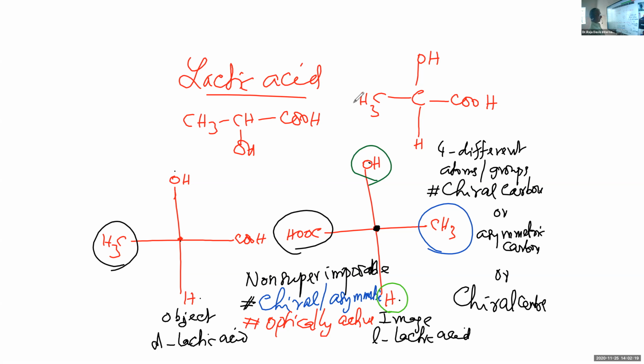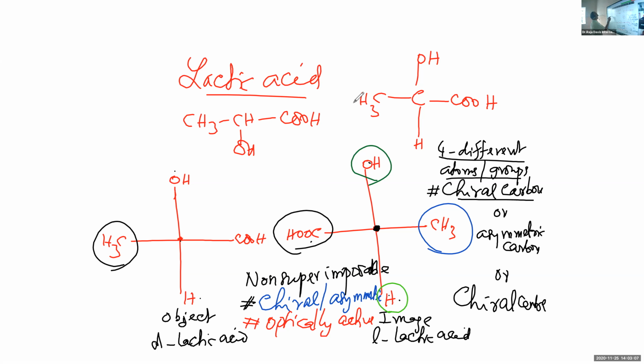Now you come to this chiral molecule, lactic acid. It's a chiral molecule, asymmetric molecule, optically active molecule. You take the central carbon atom. The central carbon atom has 4 different atoms or groups: hydrogen, COH, OH, CH3. It is called a chiral carbon or asymmetric carbon or chiral center. So chiral center means the carbon atom bearing, I repeat, 4 different atoms or groups.